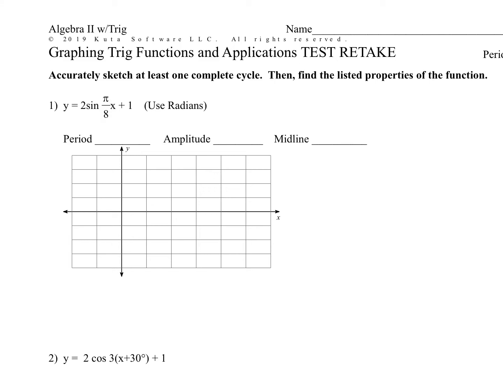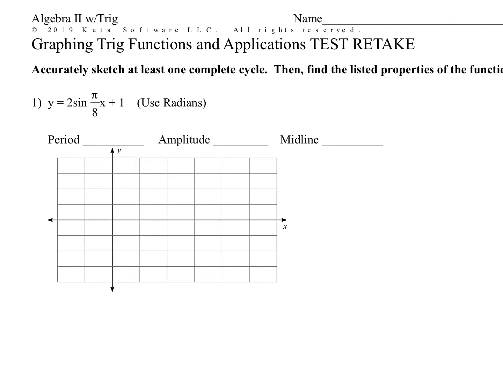All right, for the trig functions and applications test here, we need to sketch one full cycle and then list some of the key properties. My advice on ones like this one: first off, they tell us to use radians. So let's get the x scale set up. I'm going to look at that value of b, the pi over 8 here, and use that to set up the scale and get the period and everything.